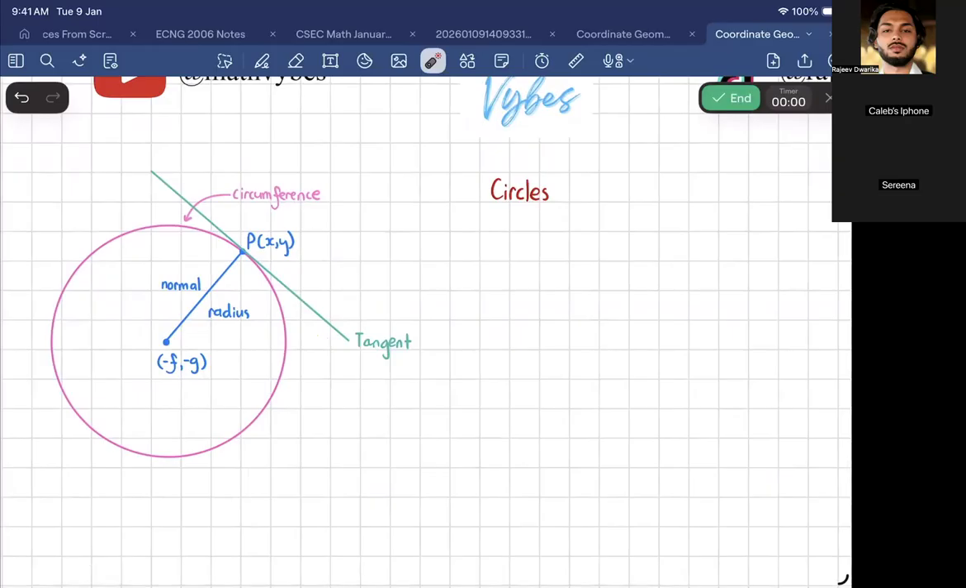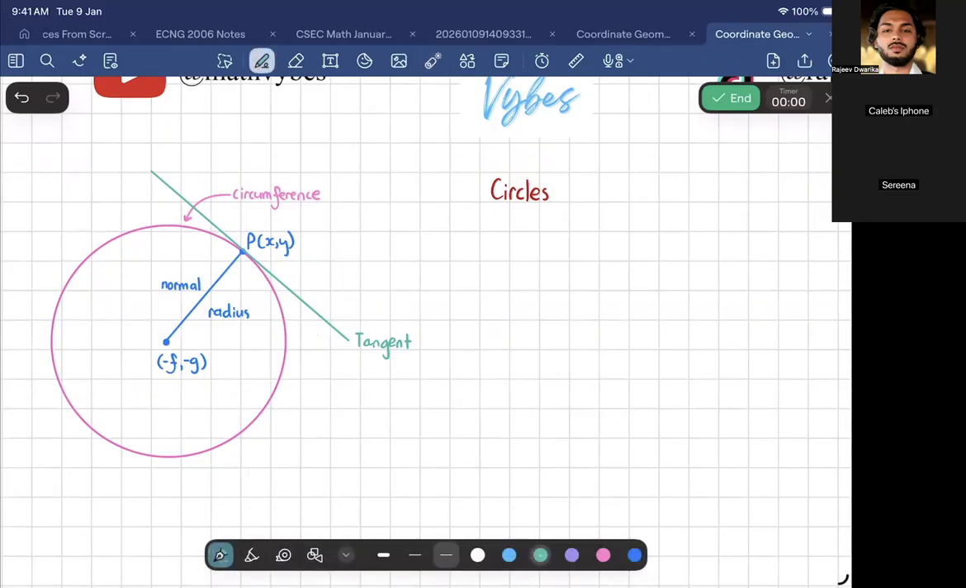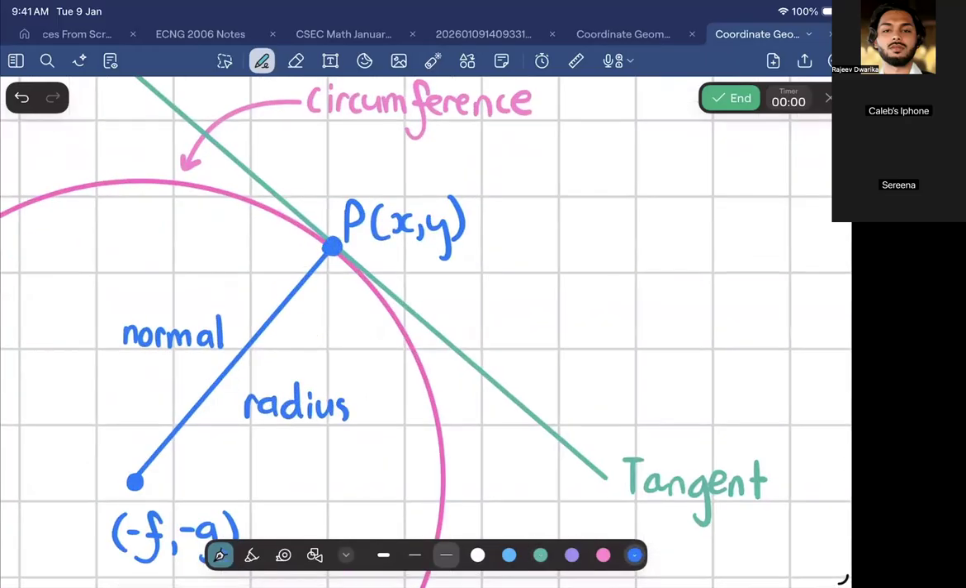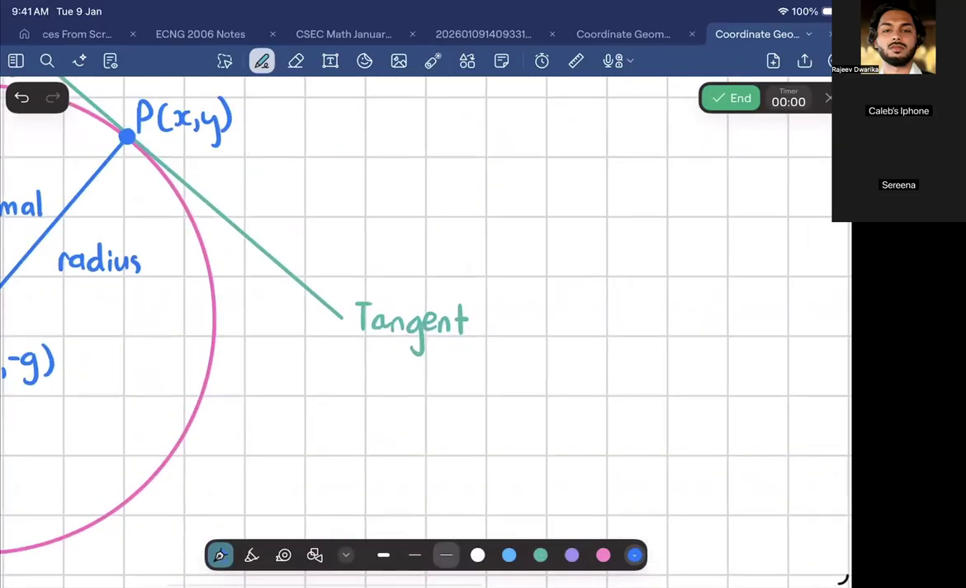Anything crazy so far? Serena, you okay with that so far? Great. Caleb, you okay with the radius, the circumference, and the tangent? Yes, sir. Now, a very important thing about the tangent is that the tangent touches the circle at one point. That's the most important thing. So I'll make a note about that, because some of you guys will forget that. Touches the circle at one point.